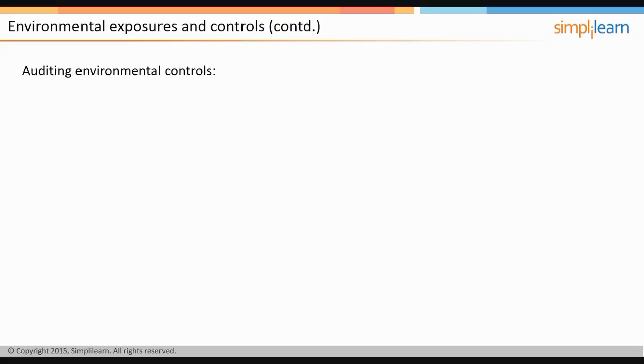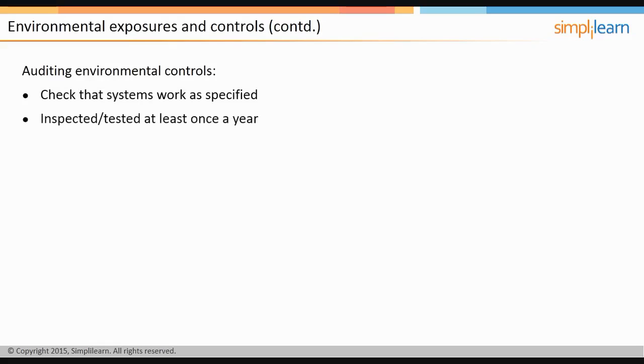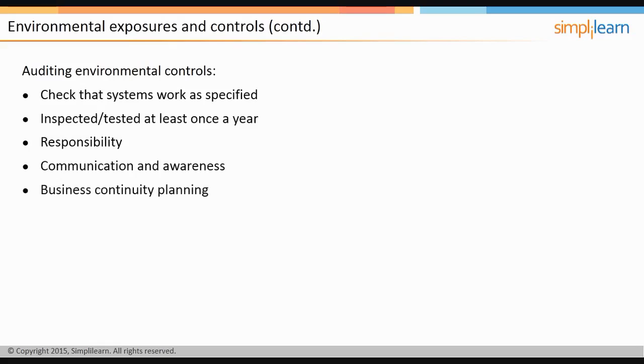Auditing environmental controls involves checking that systems work as specified and are inspected and tested at least once a year, placing and assigning responsibility to concerned persons, and maintaining communication and awareness. Have a business continuity plan that will be used in case of a disaster. This plan should be fully documented and tested.